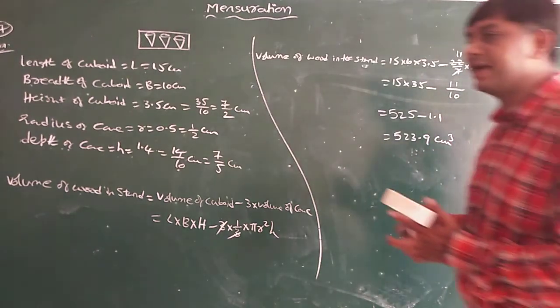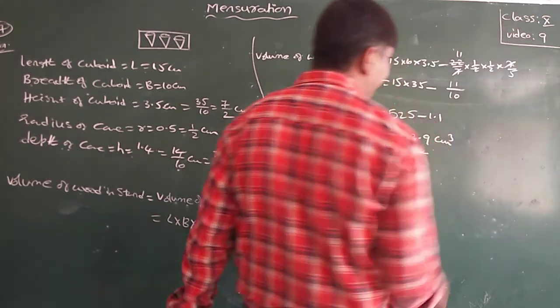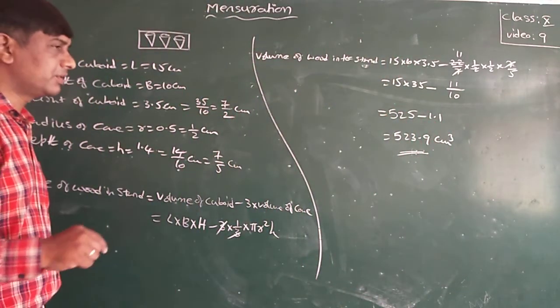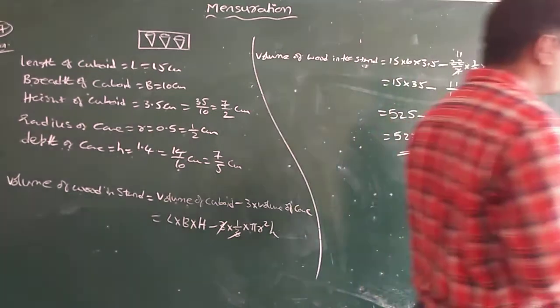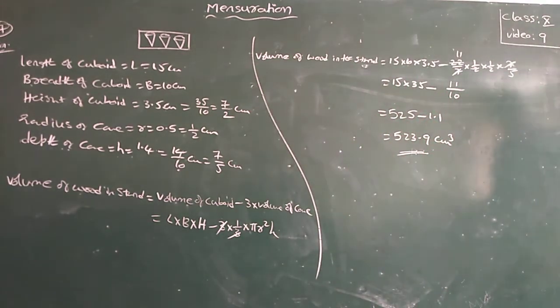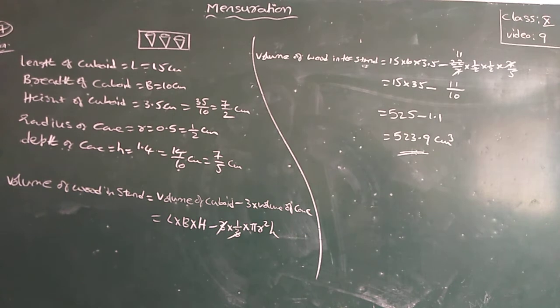Wherever volumes are there, cubic units only. In a hurry, if I write square centimeter anywhere, correct it. Don't take it for granted. Centimeter square will not be volume, it will be cubic units only, either cubic centimeters or cubic units or some other units. Whatever units are given, cubic units only. Volume of wood in the stand is 523.9 cubic centimeters. If it is in meters, cubic meters. Am I clear?